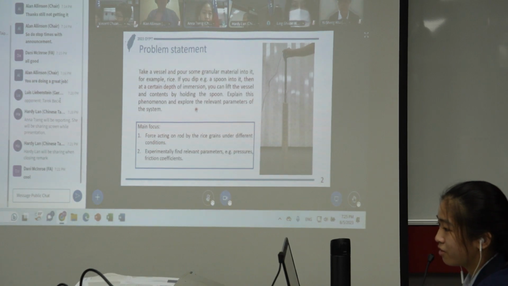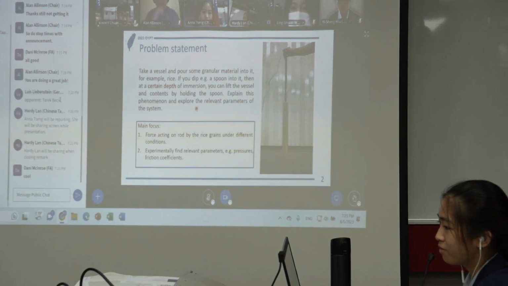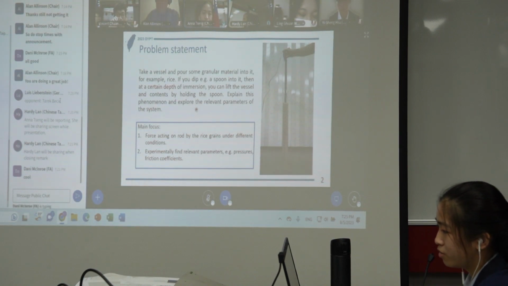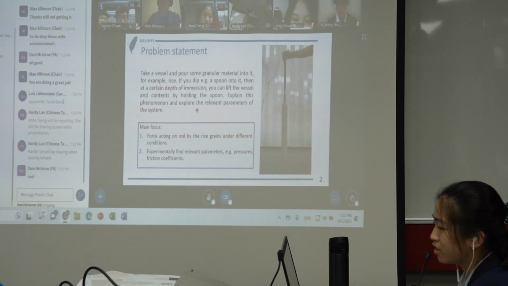Consider a situation where we take a vessel and pour some granular material into it, for example rice. If you dip a spoon into it, then at a certain depth of immersion, you can lift the vessel and its contents by holding the spoon. Explain this phenomenon and explore the relevant parameters of the system.